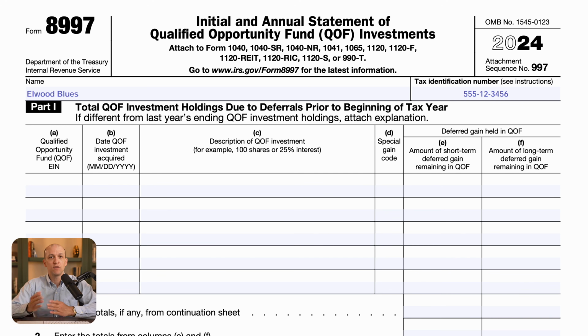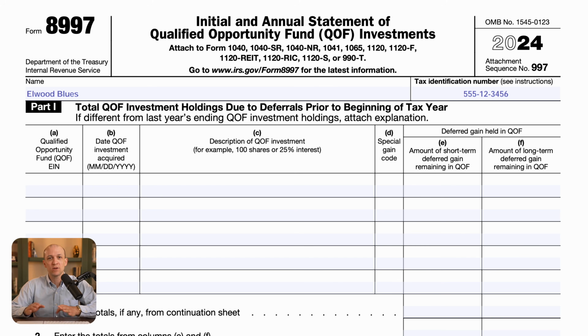For instance, if you deferred a capital gain into an opportunity zone fund for the first time in 2024, you'll need to file IRS Form 8997 with your 2024 tax return by your tax return due date, which for individuals would typically be April 15, 2025, or October 15, 2025, if you file an extension. Now, you need to continue filing this form annually with your timely filed tax returns for as long as you have shares or interests in a qualified opportunity fund.